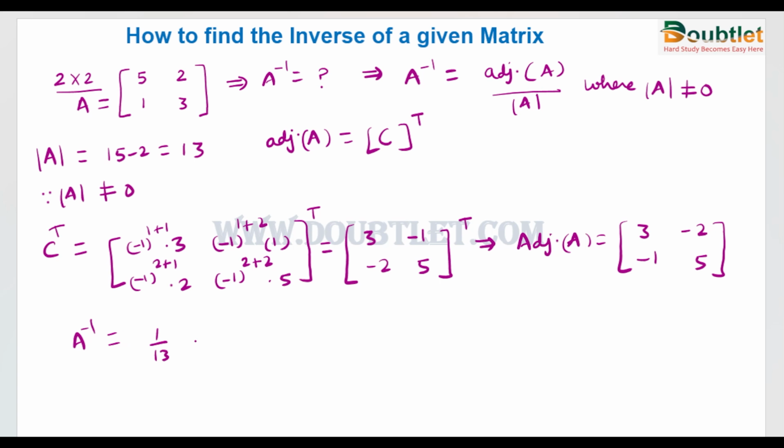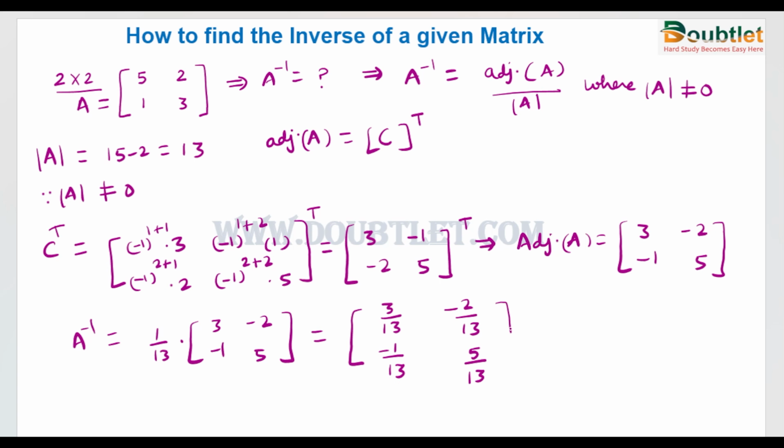1 divided by 13 multiply by 3, minus 2, minus 1 and 5. This is a scalar quantity, so we have to multiply it by each element separately. So it will become 3 divided by 13, this will become minus 2 divided by 13, this will become minus 1 divided by 13, and this will become 5 divided by 13. So this is the inverse matrix of A, and we can write this as A inverse.